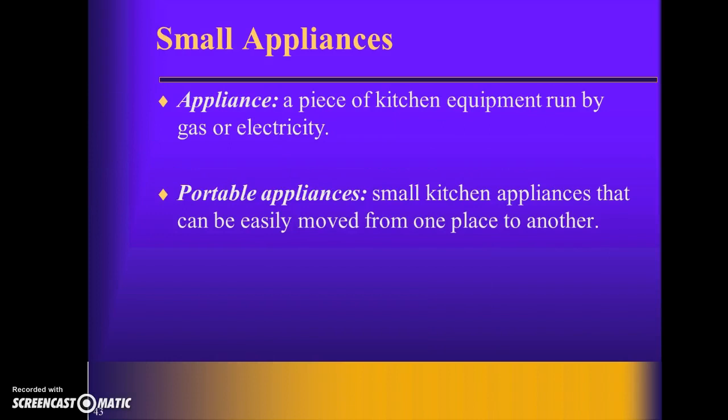An appliance is a piece of kitchen equipment run by gas or electricity. Portable appliances are small kitchen appliances that can be easily moved from one place to another. So think of it this way. You can kind of just quickly pick it up and go. Although you can move a microwave, it's not necessarily the easiest piece of equipment. So it's not very portable. It may be small, but not fully portable.